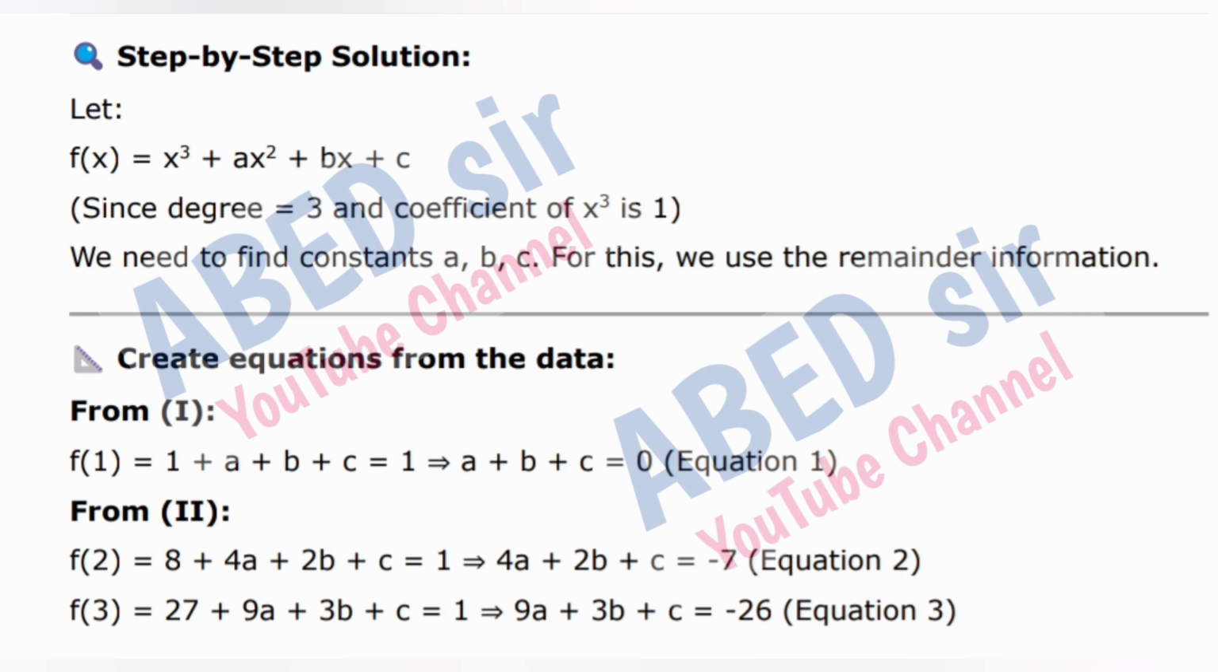For this, we use the remainder information. Create equations from the data. From 1: f(1) = 1 + a + b + c = 1, so a + b + c = 0, equation 1. From 2: f(2) = 8 + 4a + 2b + c = 1, so 4a + 2b + c = −7, equation 2. f(3) = 27 + 9a + 3b + c = 1, so 9a + 3b + c = −26, equation 3.